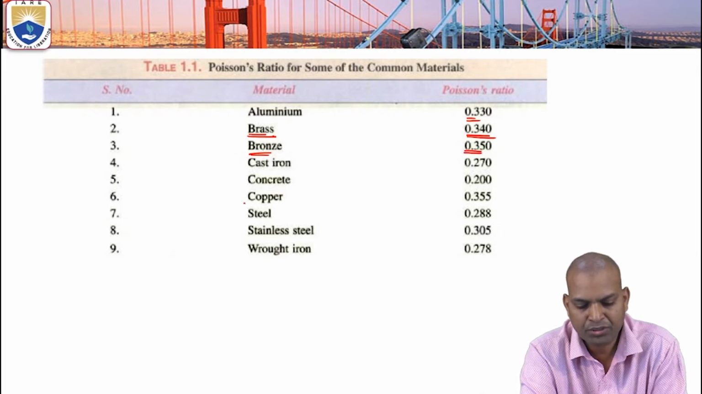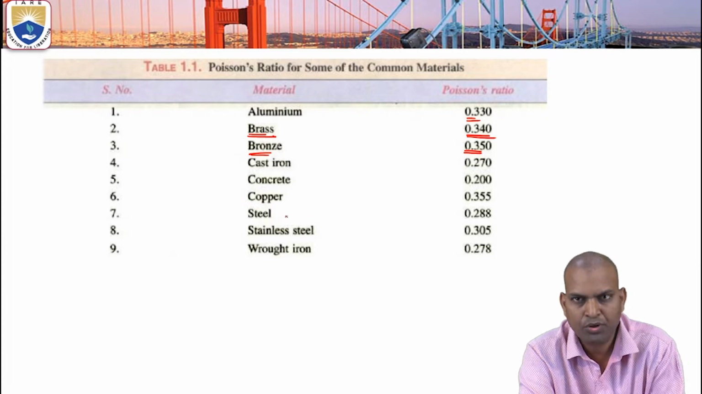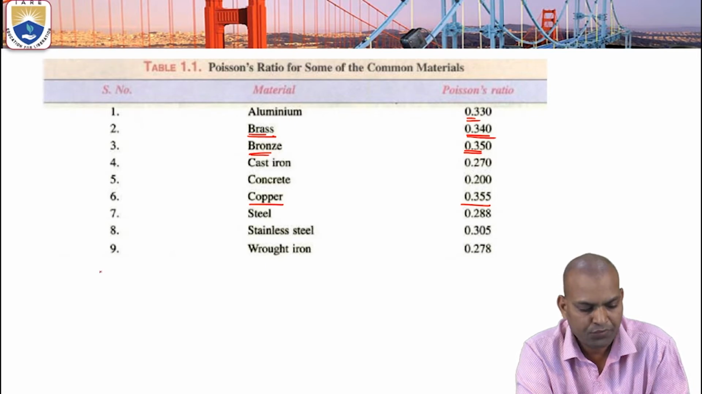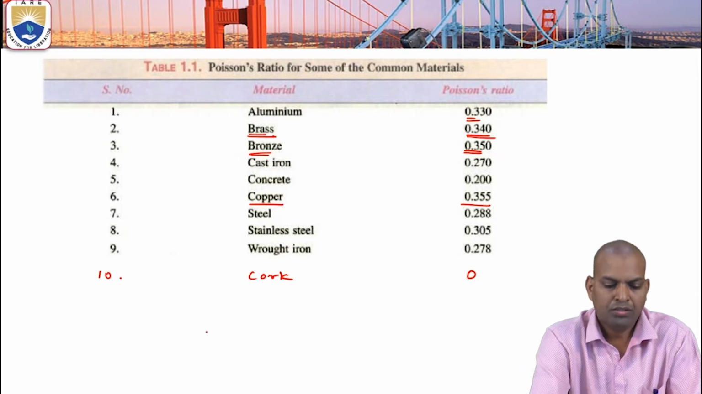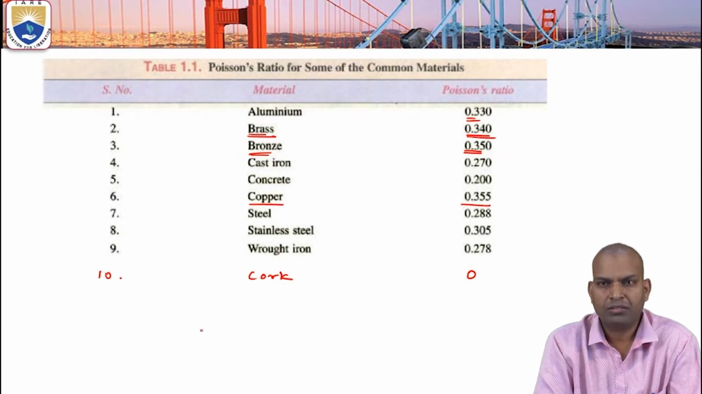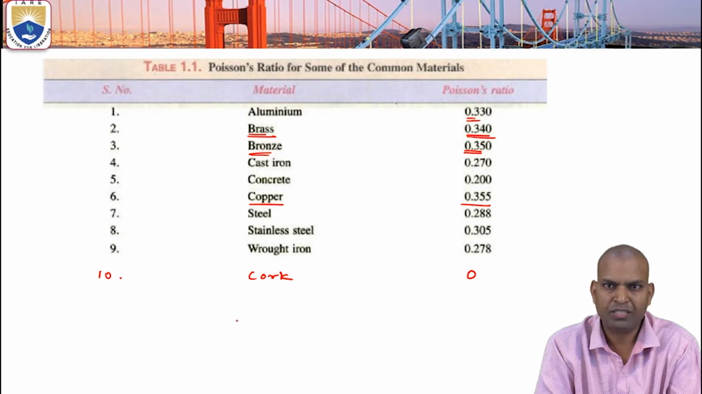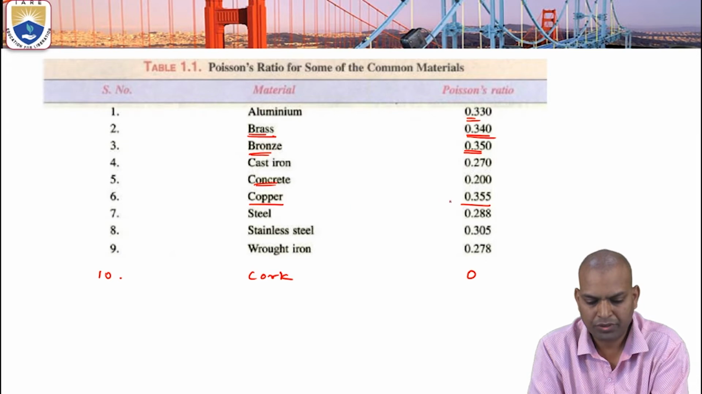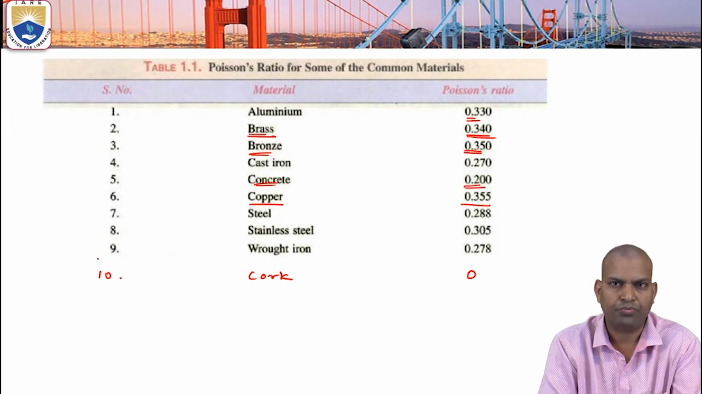And we can see the maximum Poisson's ratio among all these materials is for copper. For copper material, the Poisson's ratio is 0.355. Whereas for cork, it is 0. So Poisson's ratio for cork is 0. The cork material is used for insulating, electrical insulation purposes. For concrete, it is 0.2.